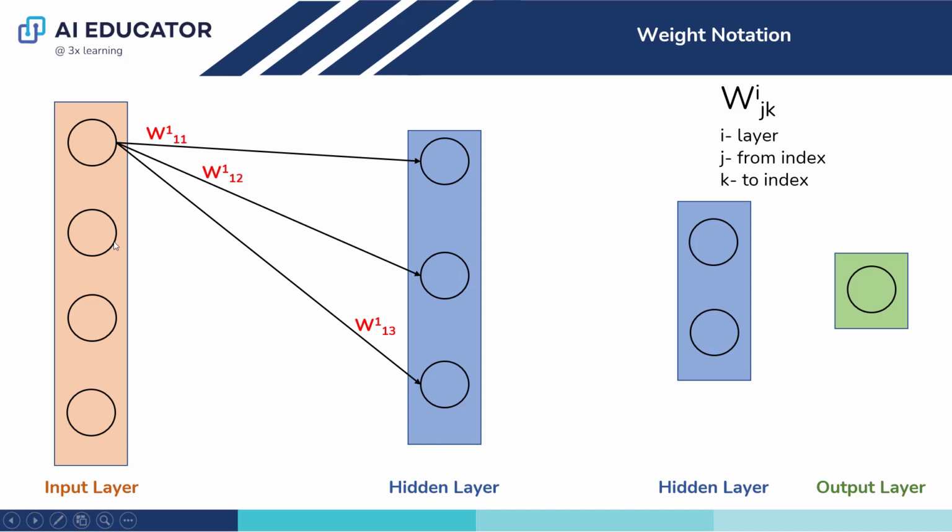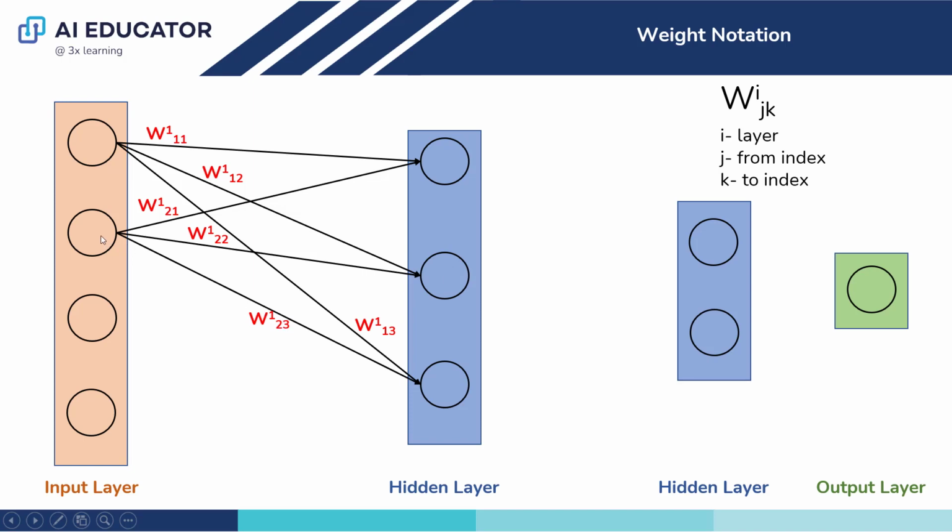Now let us look at this node. The connection going from this node to this node is W121 since it is coming from the second node and going to the first node. In a similar way, W122 coming from the second node and going to the second node. In a similar way, W123 coming from the second node going to the third node.